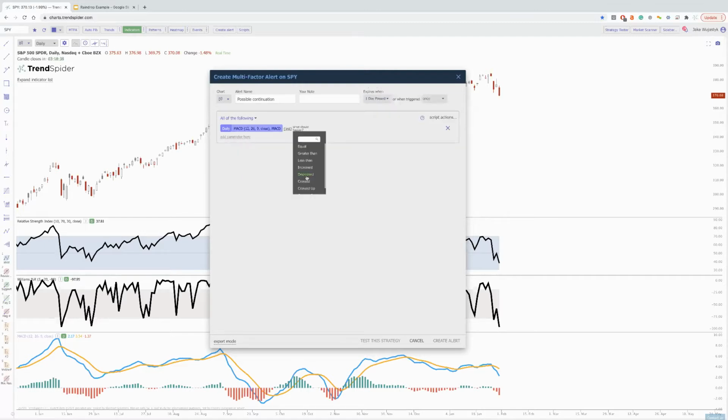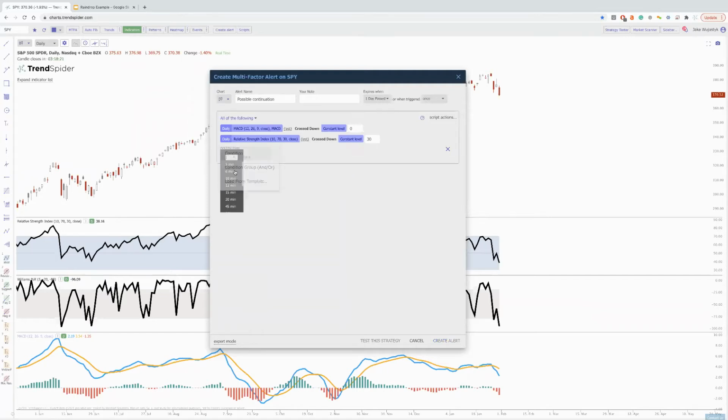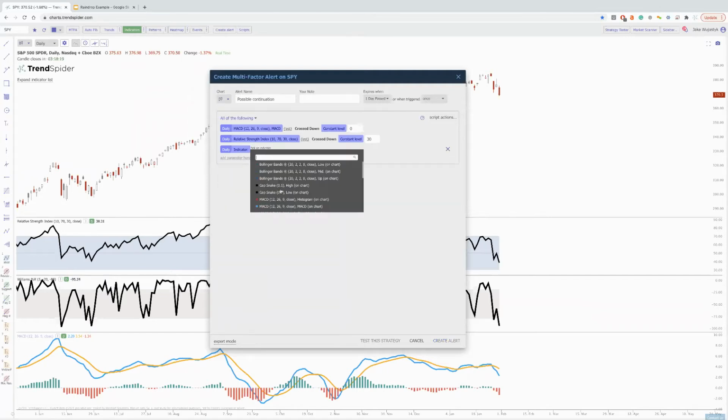MACD crossed down through the constant level of 0. And then we also said the daily indicator RSI 10 crossed down through, let's say, the constant level of 30. And then the percent range daily indicator. Let's see, Williams percent range crossed down through -98.